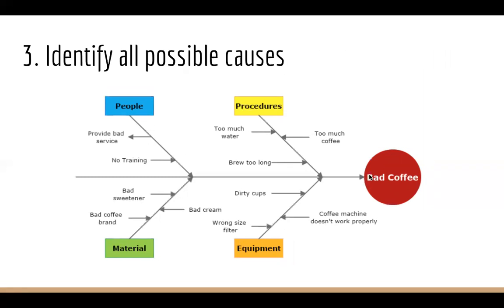So I thought this one was really funny, like bad coffee. So you've got procedures. So some of the causes that would come off of this category would be too much water, too much coffee, brewed too long. And if you have really complicated causes, you can have sub-causes that would branch off of this one. So as you fill out the diagram, you can edit, add, or remove any branches not applicable to your problem.